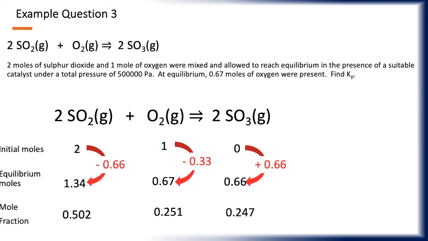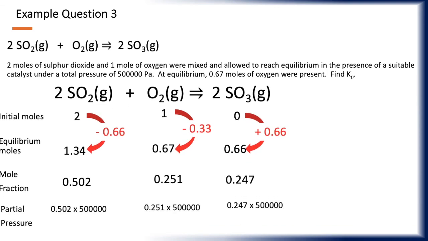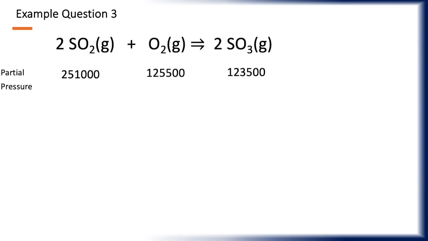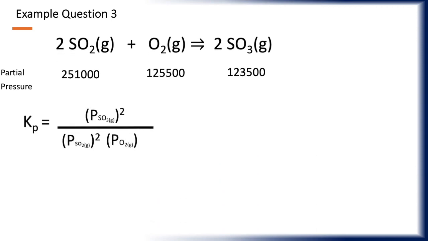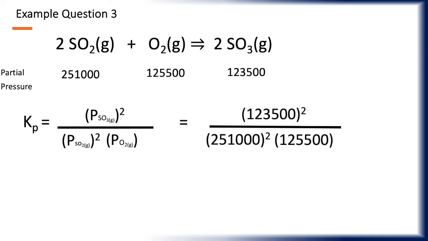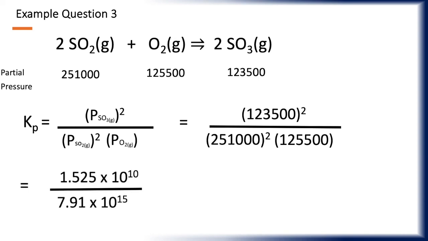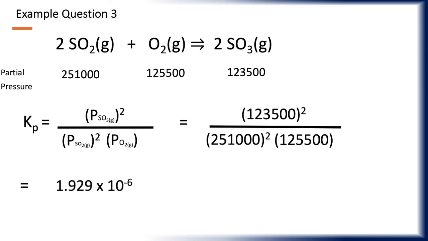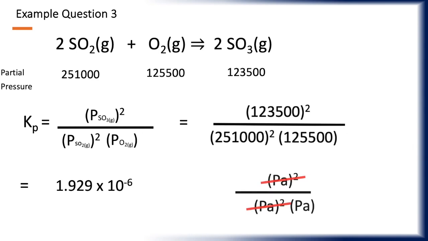And we know our total pressure, so we can also work out our partial pressures as shown there. And now it's just a matter of popping those into our Kp expression and being very careful with calculators and so on. We can multiply those out and we will end up with Kp being 1.929 times 10 to the minus 6. So now we just look at units. The partial pressures are in pascals, so our units become pascals to the minus 1.